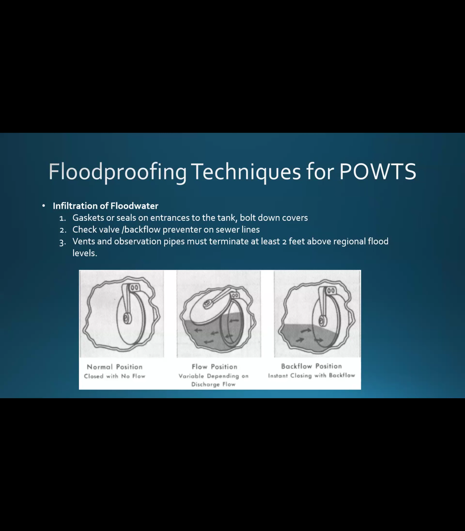You can also install things like a check valve or backflow preventer on the sewer lines to make sure that if we do get infiltration in a flood, it's not coming back up into the building. And then also, any of our observation pipes or vents have to terminate at least 2 feet above the regional flood elevation level. So we have to be above that to make sure that we're not getting any kind of water entering back into that system.